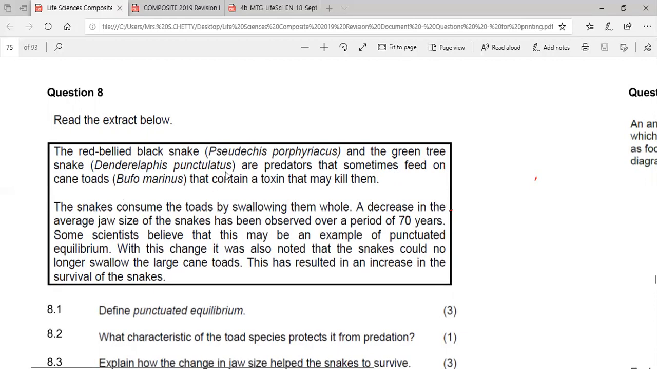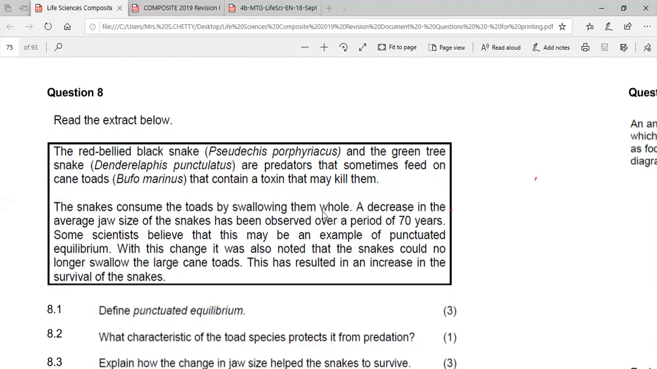So both of them are snakes that feed on cane toads. These are frogs that contain a toxin that may kill them. So they feed on a frog. Well, a frog and a toad are different, aren't they? But we'll just call the toad a frog for you to picture them, that contains a toxin that may kill them. So they go to eat this, and stupidly, that thing can kill them. Now, the snakes consume the toads by swallowing them whole. They just put them into their mouths and swallow them.